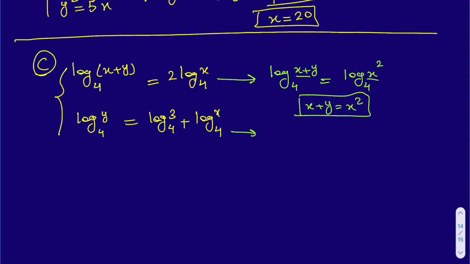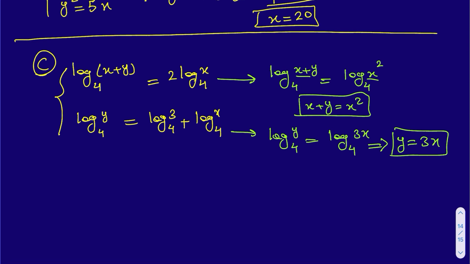simplify by using the properties of logarithm, and I can say log y to base 4 is equal to log 3x to base 4. And then here also I can conclude that because the bases are the same, the values must be the same or equal. So therefore y must be equal to 3x. This is another simplified equation I can draw from this logarithmic equation.